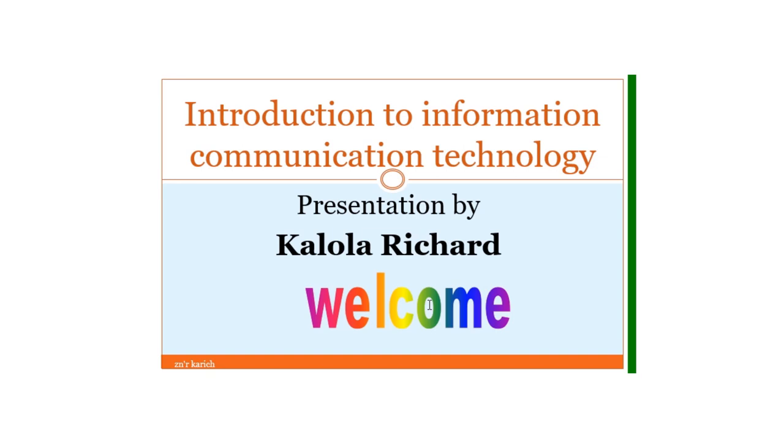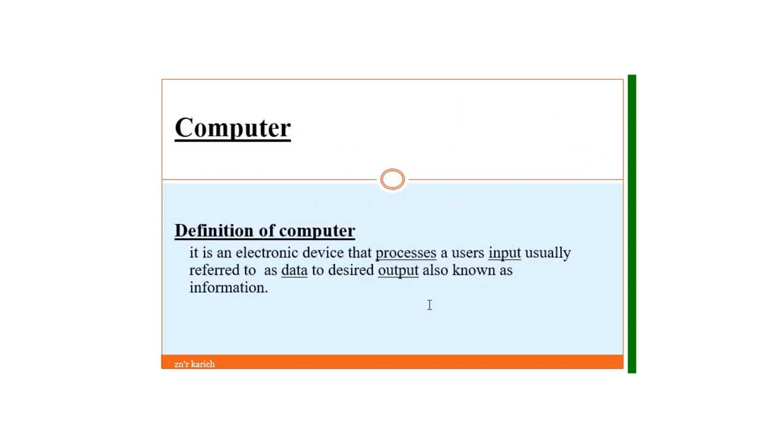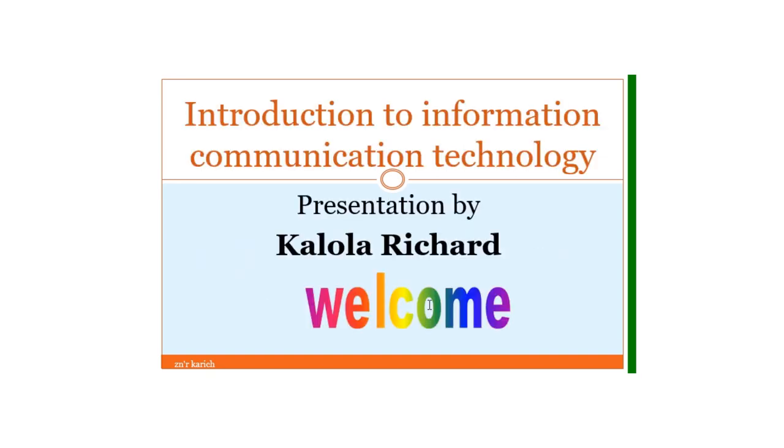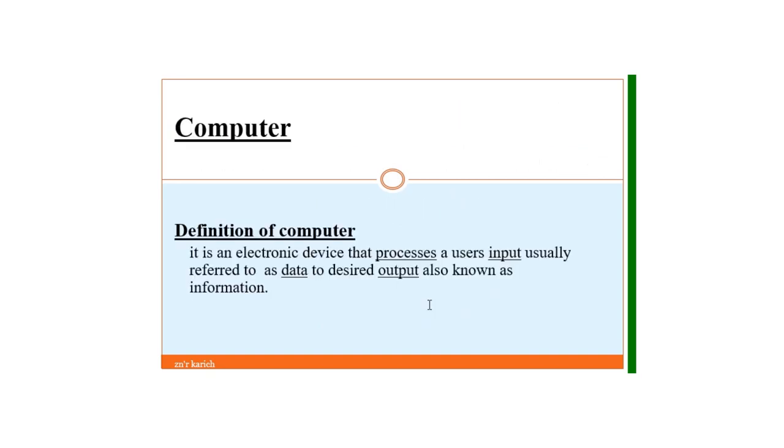When you speak of information communication technology, we are going to introduce ourselves to computers. And the first thing you shall learn is the definition of a computer. It's an electronic device that processes a user input, which we call data, to the desired output, also known as the information.